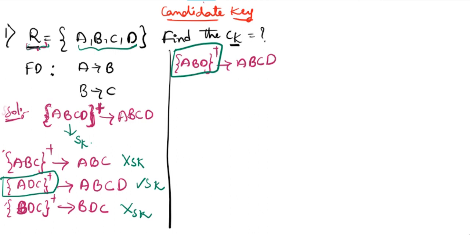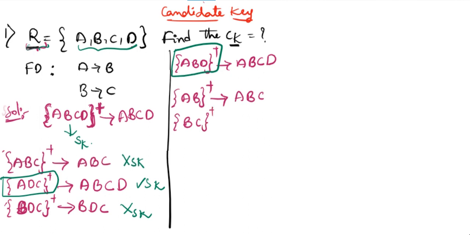BDC. Next one is AB. AB is also one of the subsets of this. AB is determining all? A is determining B, B is determining C, but AB is not determining D. That's why it is not a super key. Next, BC. BC closure is also not a super key. B is determining B, C is determining C.